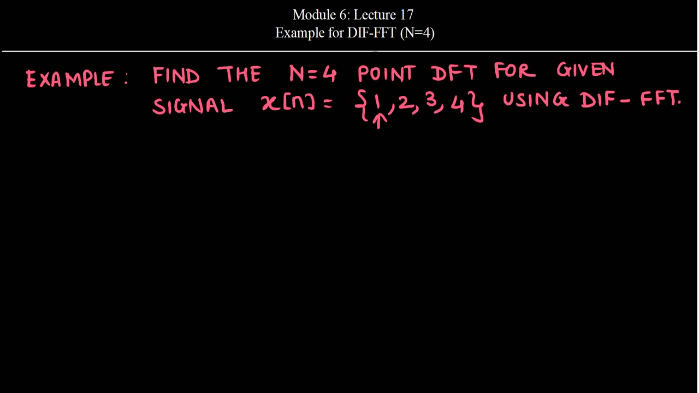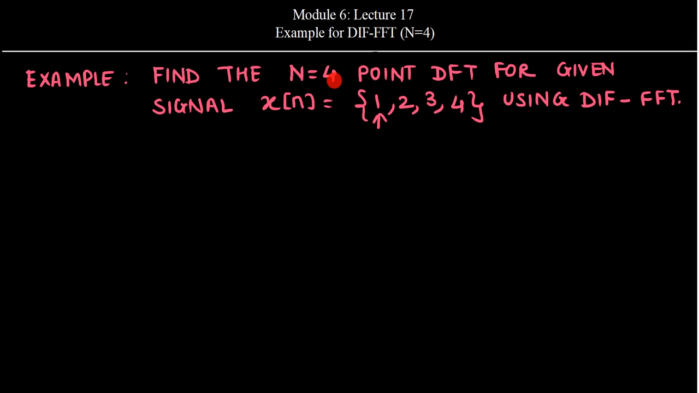In the previous lecture, we have considered the algorithm that is decimation in frequency fast Fourier transform. So now let us consider a simple example in order to understand that algorithm better. Let us consider N equal to 4-point DFT to be calculated for a signal x of n which is given as 1, 2, 3, 4, where this 1 is located at n equal to 0. And we are going to use DIF FFT.